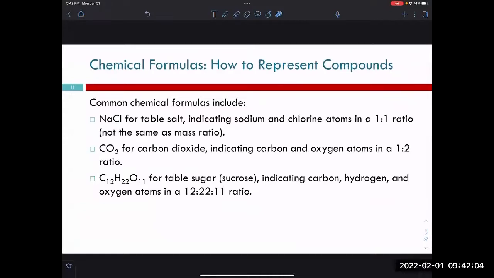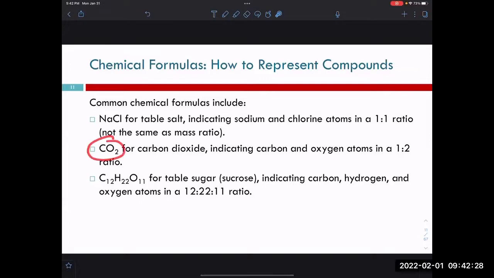So we talked about table salt, which is sodium chloride. Again, because these don't have subscripts, they're implied. So it's 1:1 ratio. 1 sodium, 1 chlorine in table salt. Well, 1:1 ratio between them, right? It's going to be lots of sodium, lots of chlorine, but as many chlorine as there are sodiums.